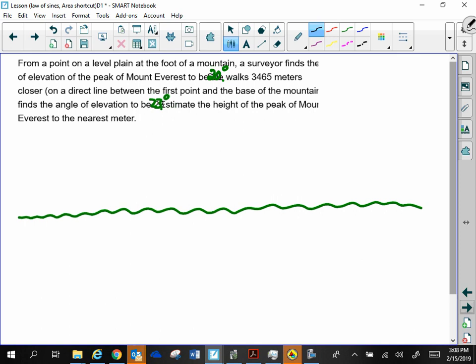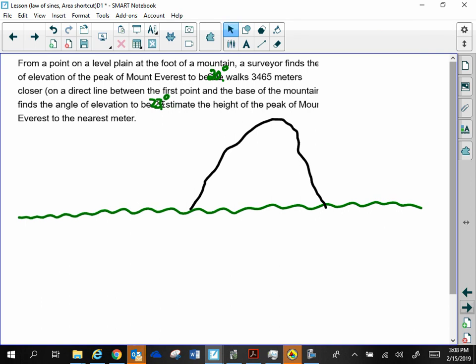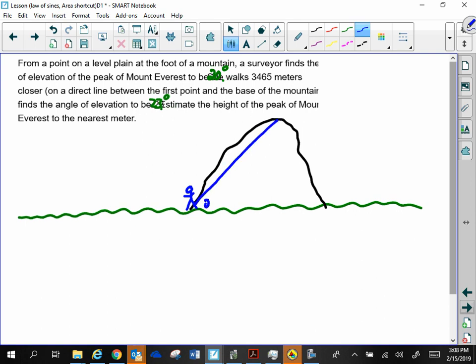It says, from a point on a level plane at the foot of a mountain, so we have our mountain right here, a surveyor finds the elevation to the peak of the mountain to be 20 degrees. So what you're going to look at is this guy right here standing there. He looks up, and this angle of elevation to that highest point right there is going to be 20 degrees. So we know the angle of elevation is 20 degrees.